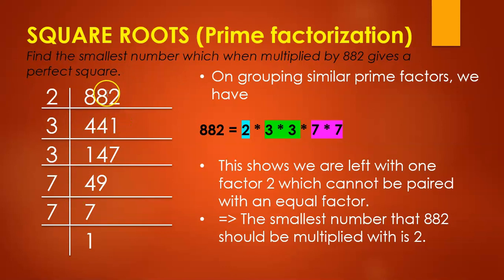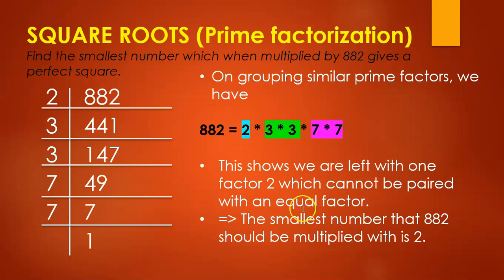Similar to what we did before, we get the prime factors for 882. We also follow the method of grouping the similar factors. On grouping similar prime factors, what we get is 3 and 3 can be grouped together, 7's can be grouped together, but then we are left with the number 2, which cannot be grouped with any other equal factor.